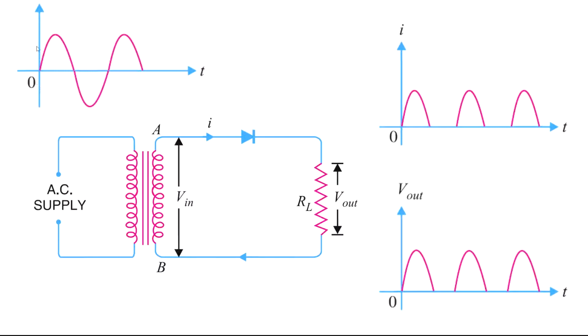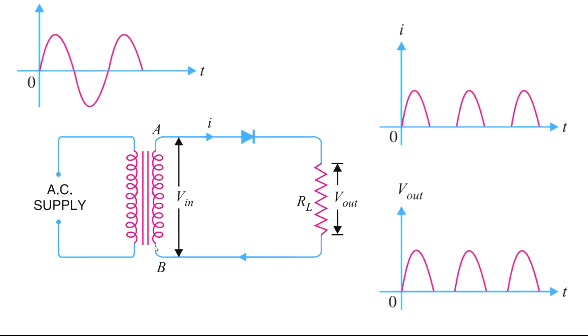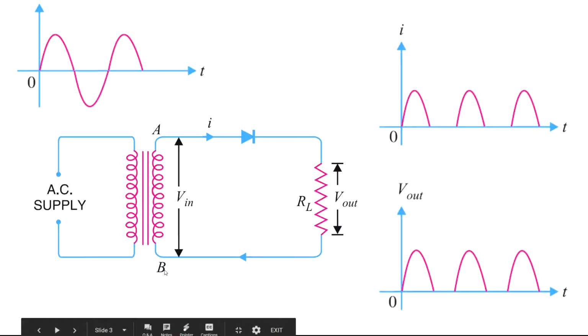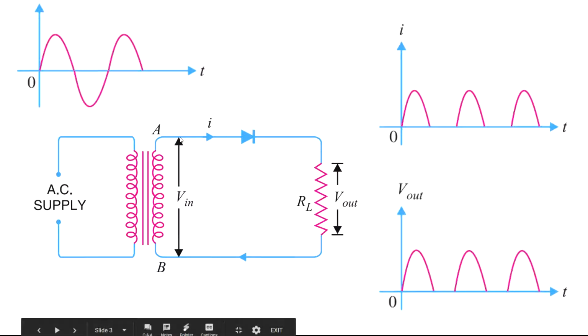This is the input waveform, a sinusoidal AC waveform. During the positive half cycle, point A will be plus and point B will be minus. That means point A will be at high potential with respect to point B. Whereas in the negative half cycle, it will change: B will be more positive than A. So it will cyclically change. Keep in mind that during the positive half cycle, A is plus and B is minus.